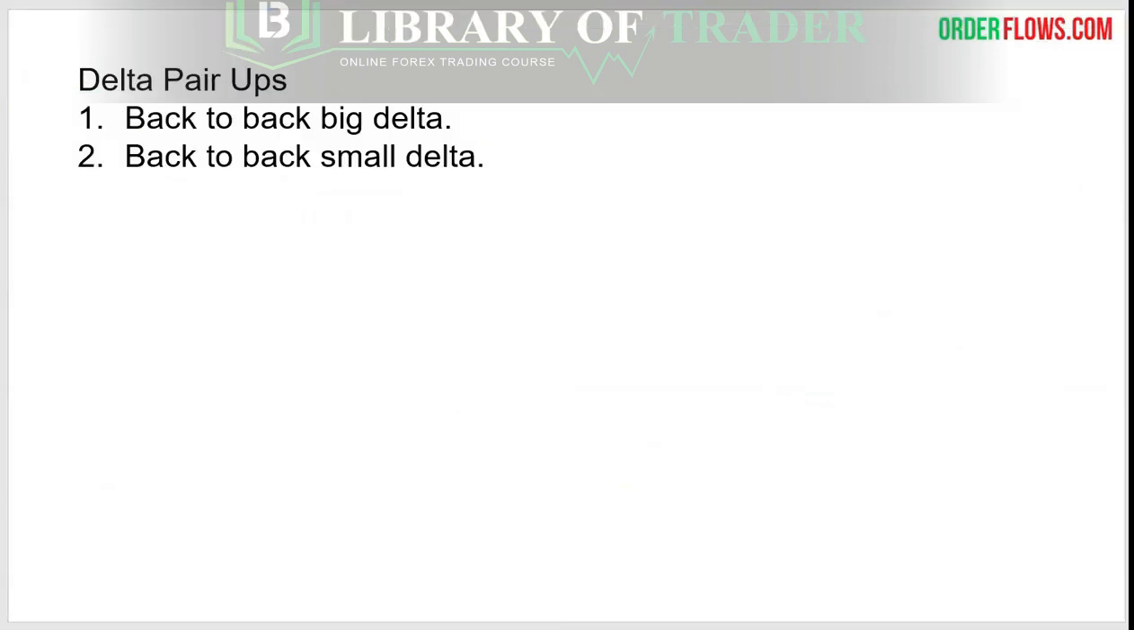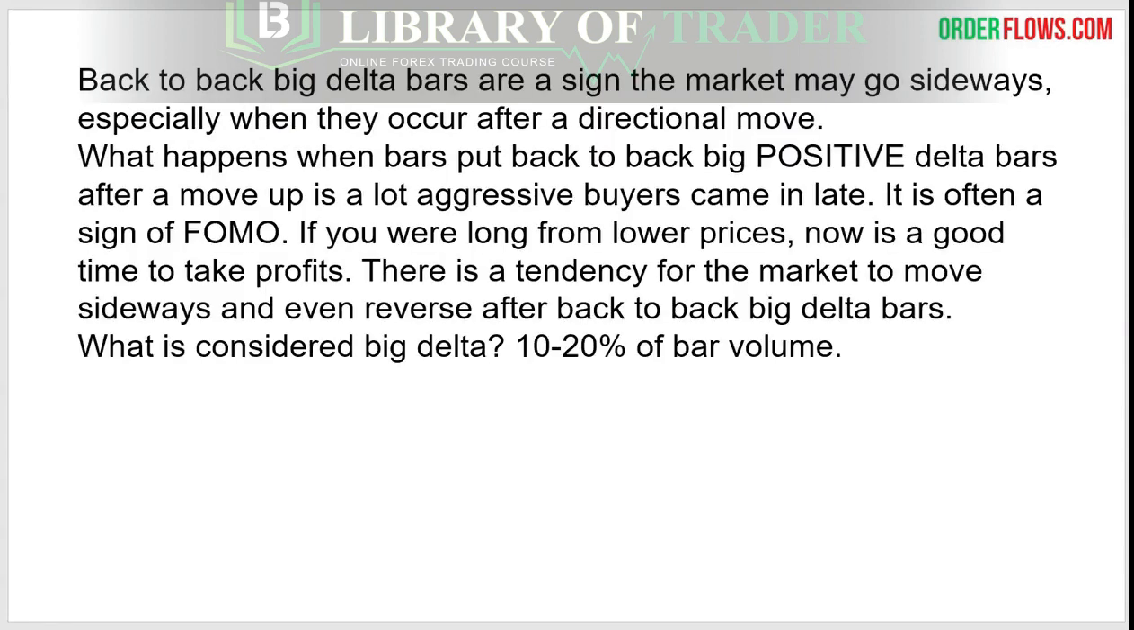Now, delta pair-ups. Okay, you could have back-to-back big delta, back-to-back small delta. And what that means is back-to-back big delta bars are a sign the market may go sideways, especially when they occur after a directional move. What happens when you put back-to-back big positive delta bars after a move up is a lot of aggressive buyers came in late. It's often a sign of FOMO, right? If you're long from lower prices, now is a good time to take profits.